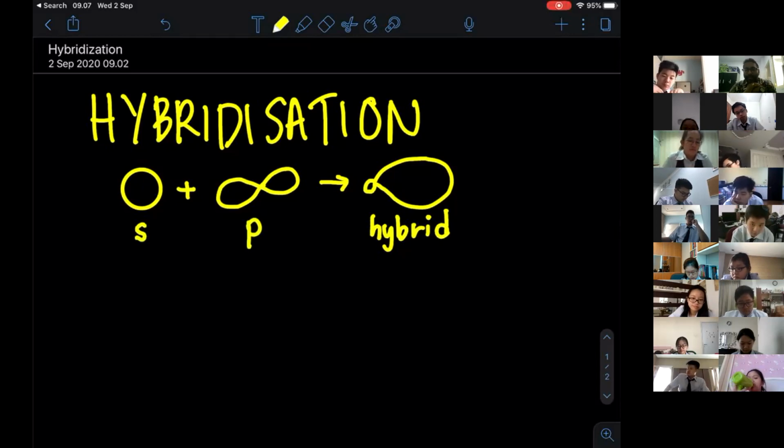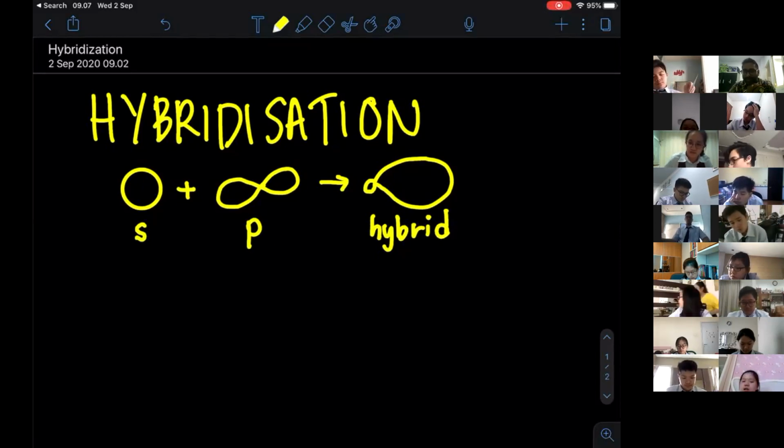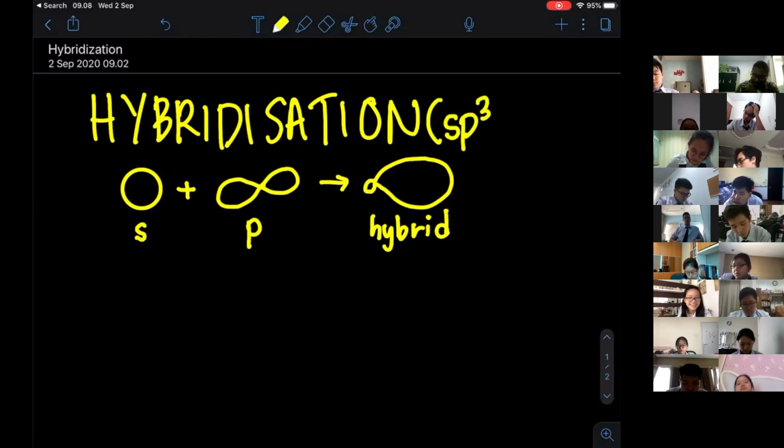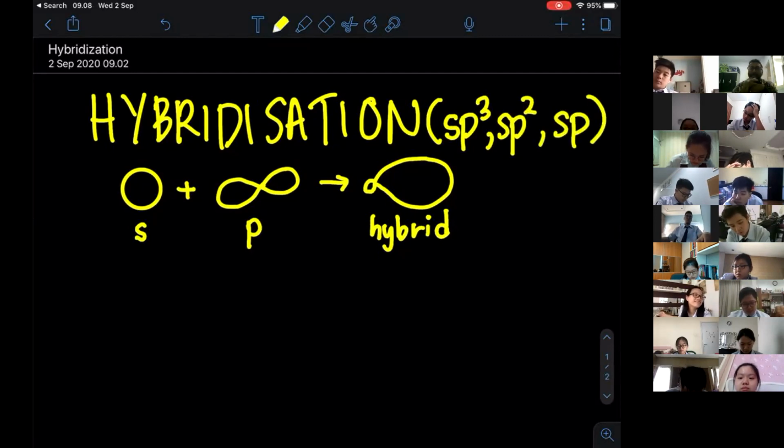These hybrid orbitals are drawn almost the same way for all the hybridizations. Under hybridization, we have three types: one is sp3, we have sp2, and we also have sp hybridization. For our syllabus, we will focus only on the hybridization of carbon atoms. So let's go on further.